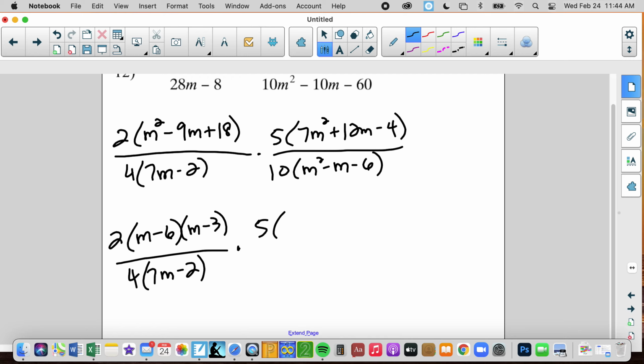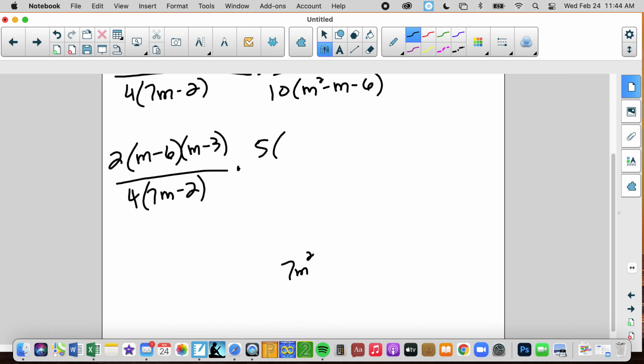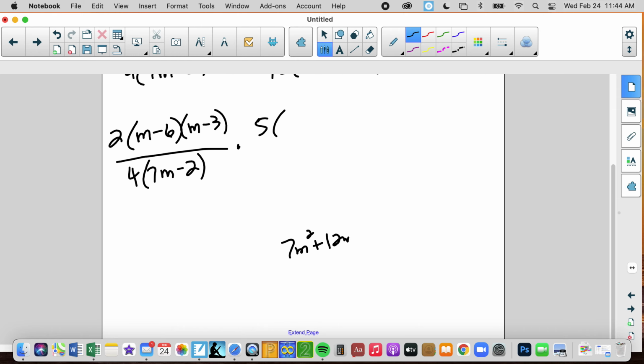So now I got to do a little work here. I got to actually do that work. 7m squared plus 12m minus 4. So I got to do a times c. 7 times negative 4, negative 28, factors of 28, 2 and 14, 4 and 7. Signs are different. Bigger is positive. There's my 12.